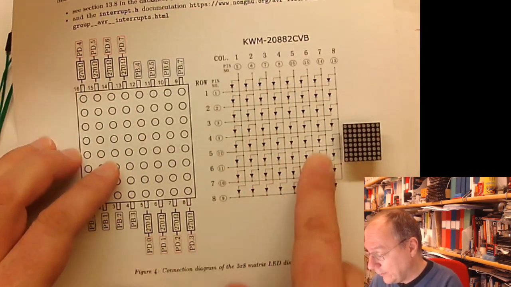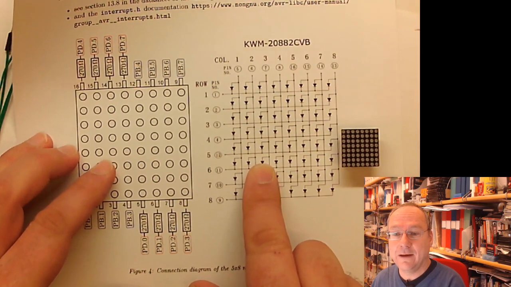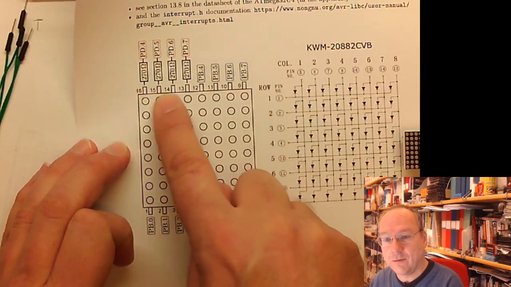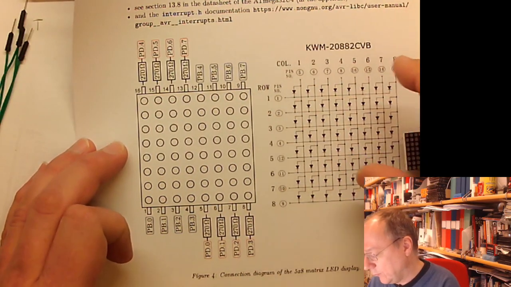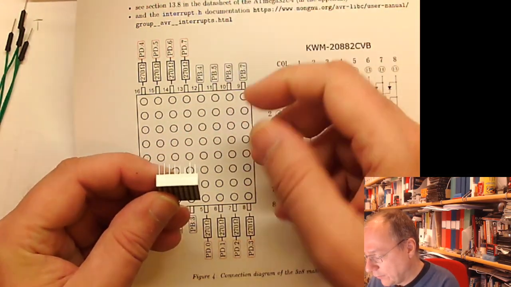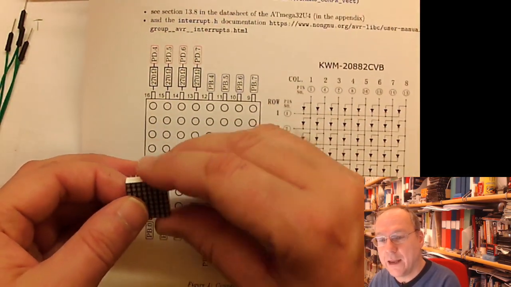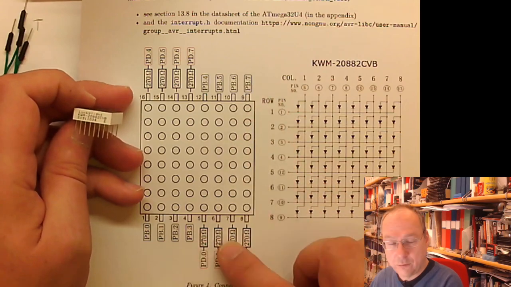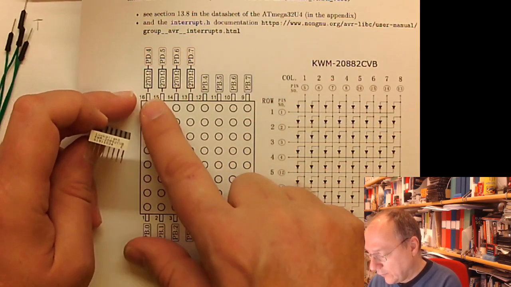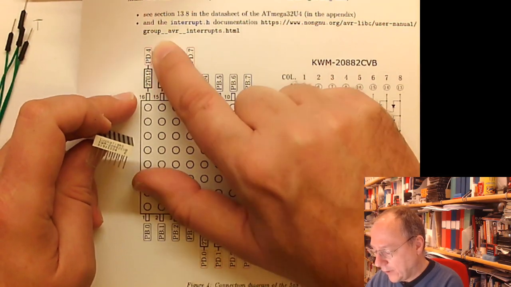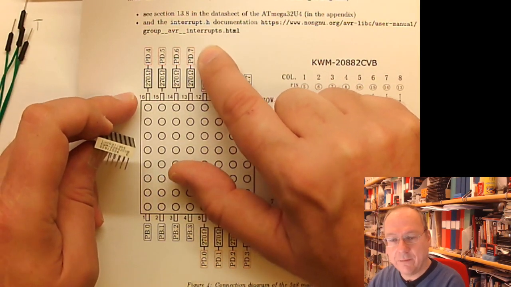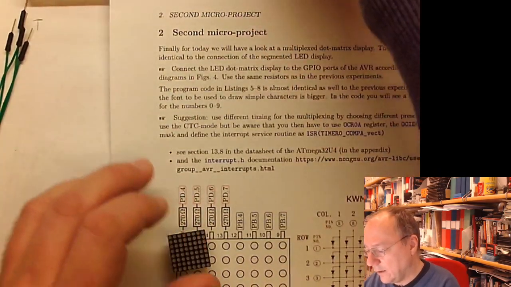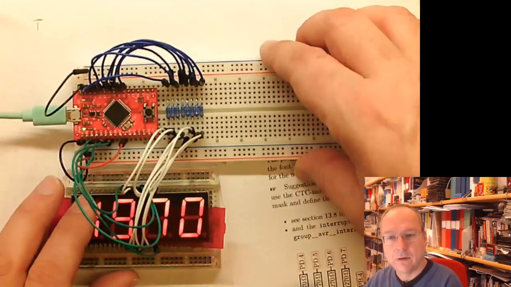And here you see the layout of the diodes, the LEDs inside this 8x8 matrix. And here you see the connections marked out at the edges. So we have this row of contacts, which is number 16 down to number 9, and we have number 1 to number 8. And here it tells me, and you later, what to connect where. So we have our resistors and PD4, PD5, PD6, PD7. Our resistors, PD0, PD1, PD2, PD3. So this is exactly the same layout that we already have here.